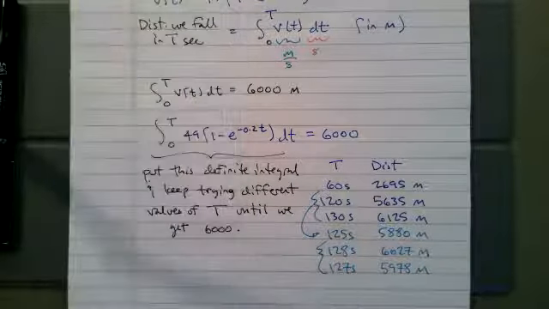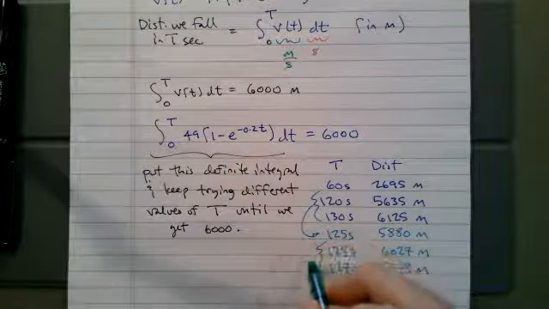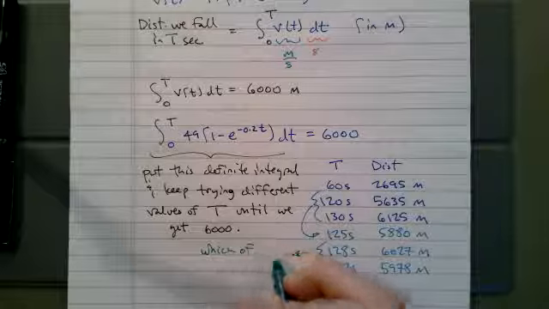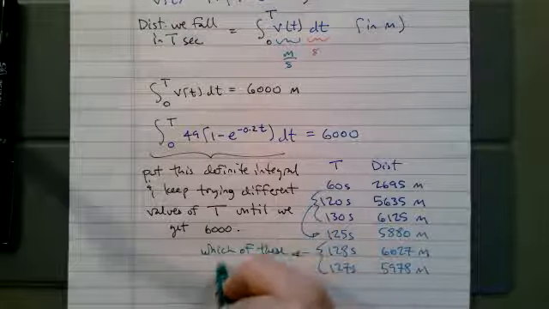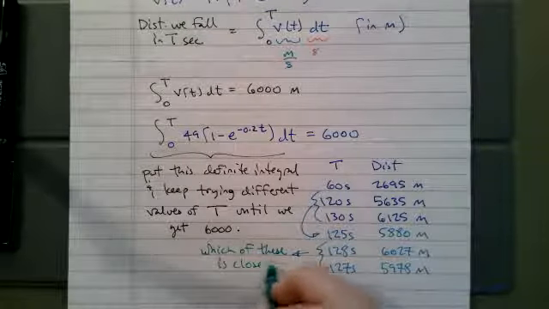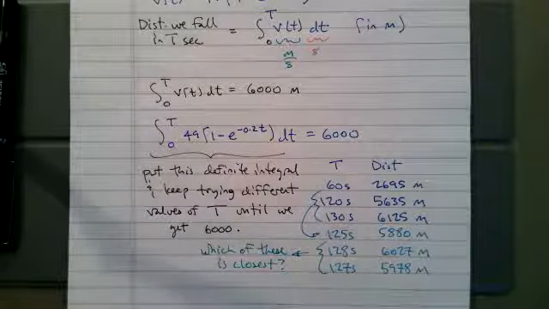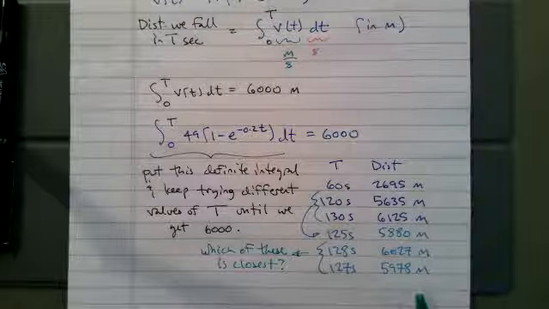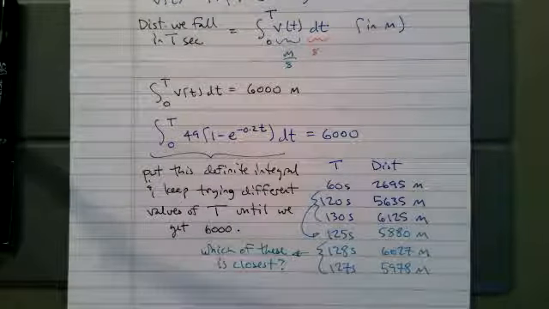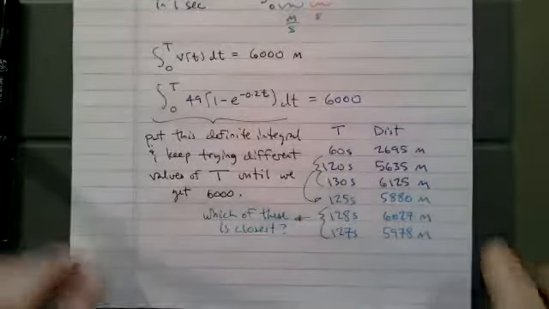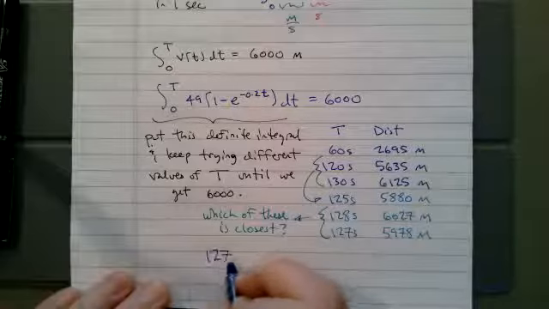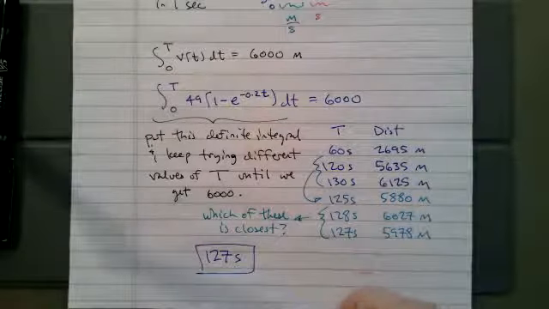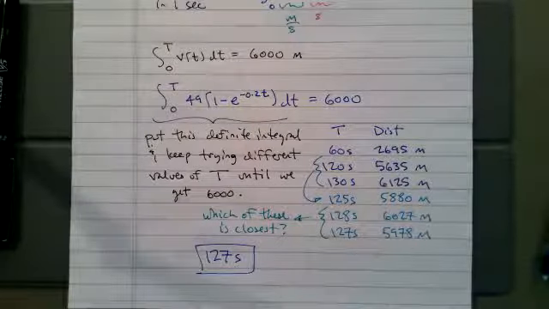This is where we want to round to. So which one of these is closest? And it looks like this one's 27 off of the 6,000. The 5978 is 22 off. So it looks like 127. So 127 is closest.